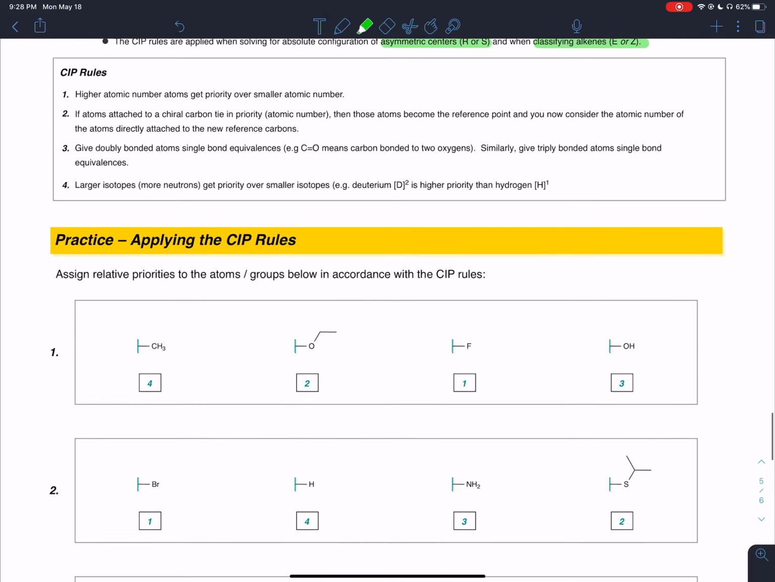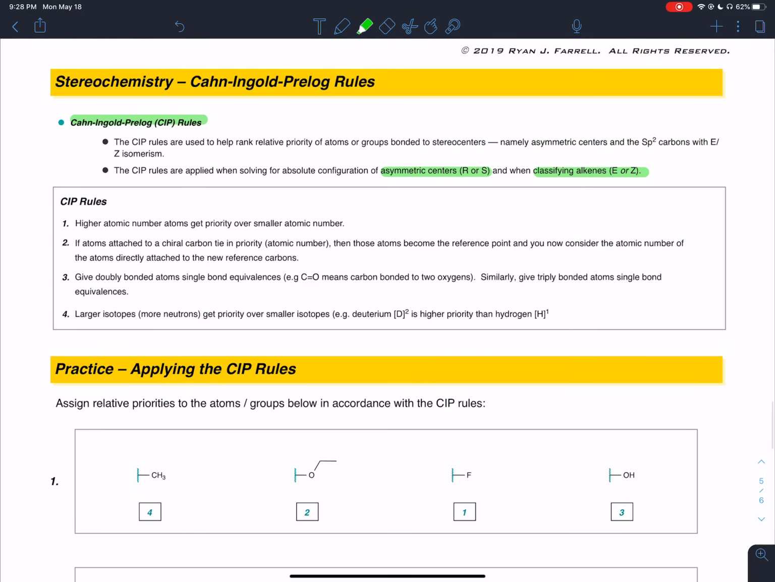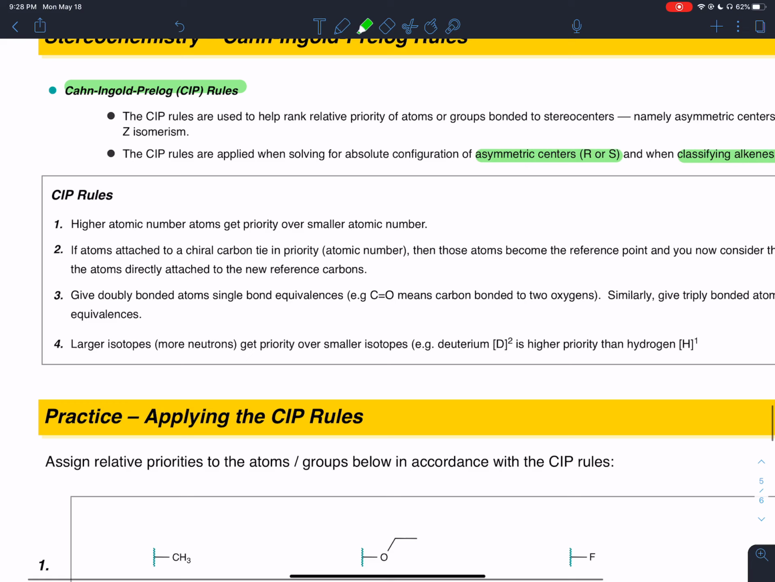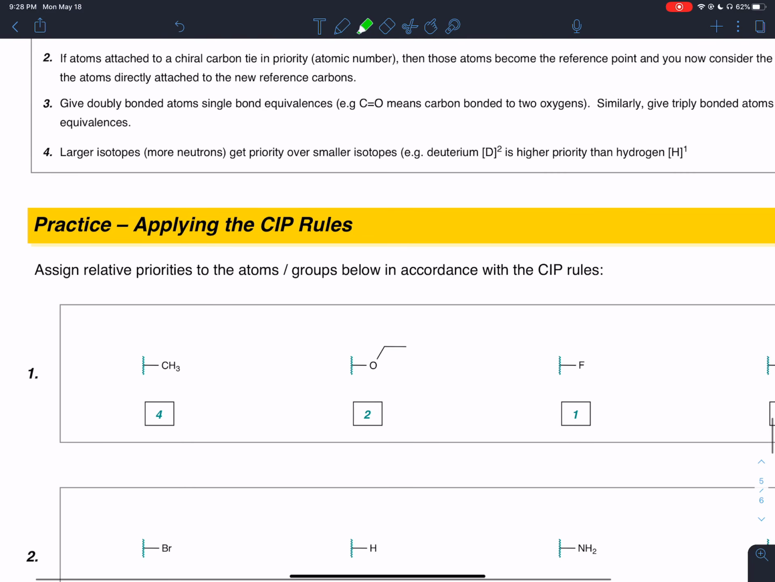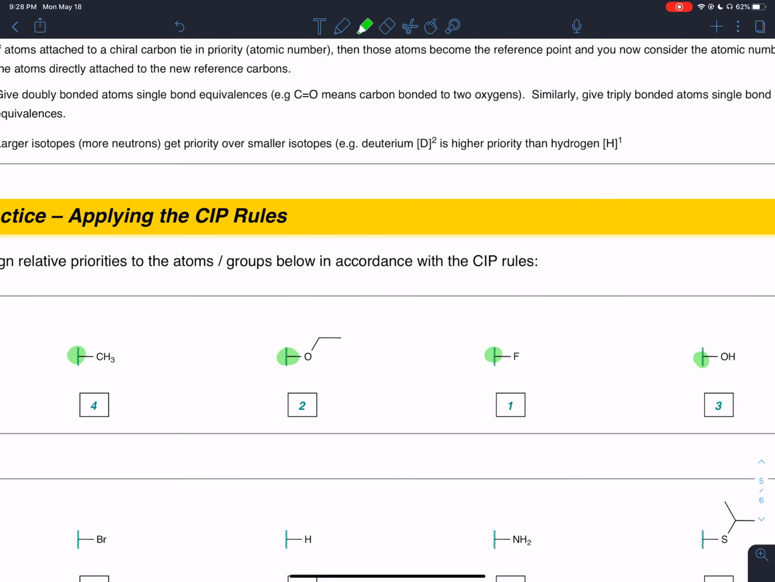We're going to go through some examples here just to show you how to rank groups. I want you to think first and foremost, this is important, it's about atomic number. Higher atomic number atoms get priority over smaller atomic number atoms. So for instance, if this is the asymmetric center, this little squiggly line here, that's kind of the assumption. If you're ranking these in relative priority, it's first and foremost about atomic number.